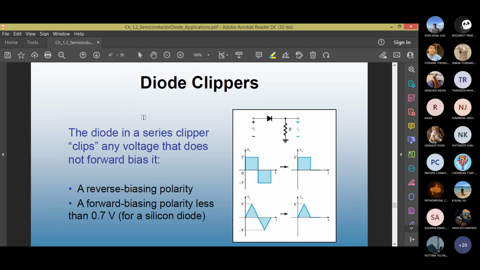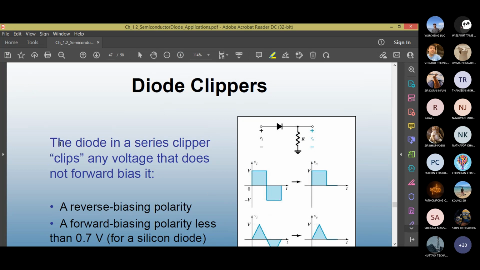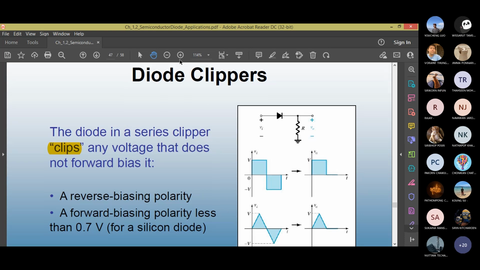Diode clipper. What's a diode clipper? You can create a clipping circuit or a clipper circuit with a diode. To clip means to cut away. A diode clipper cuts away a certain portion of the input. You can have a series clipper or you may even have a parallel clipper. What's happening in the series clipper? If you have a diode in the series clipper, it will clip or cut away any voltage that does not forward bias the diode. It is like a rectifier.